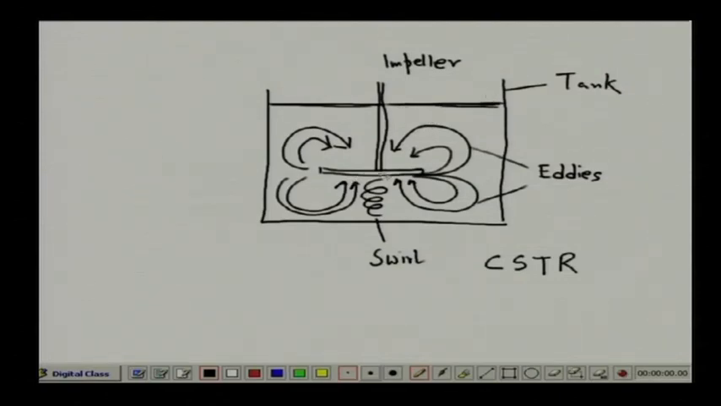Now, if we increase the speed of this impeller in this CSTR, what will happen? There is a frequency at which water is coming from the bottom to the top, so the refreshing of the top surface will be faster and faster. If it is fast, then more and more oxygen will be dissolved. If you lower the speed, the dissolved oxygen concentration will also decrease.